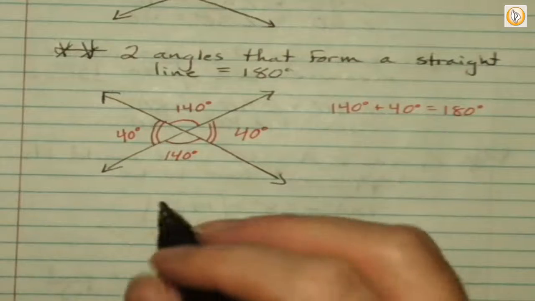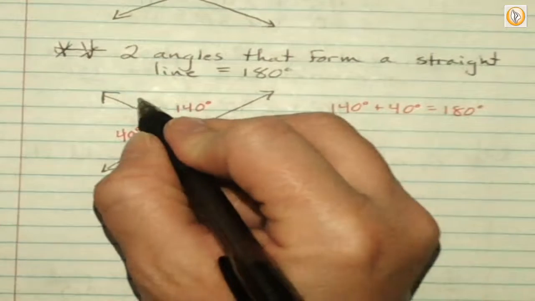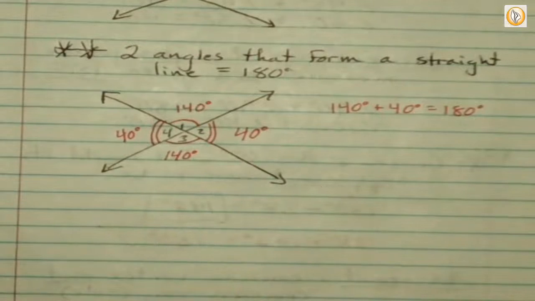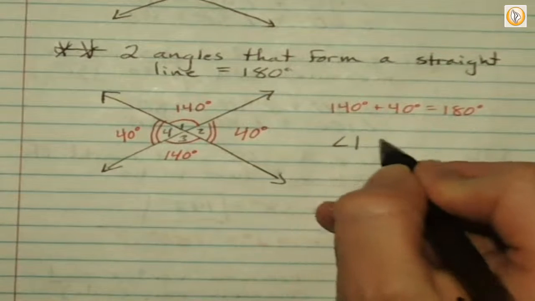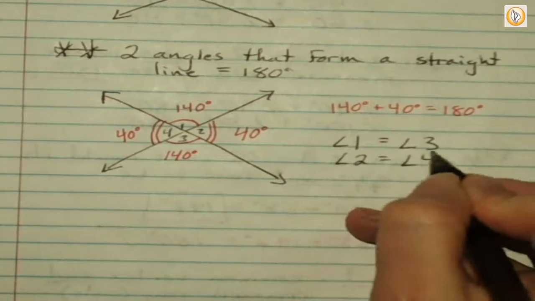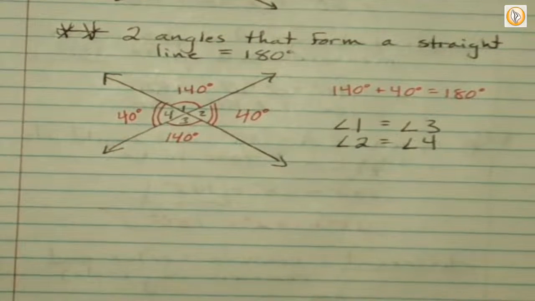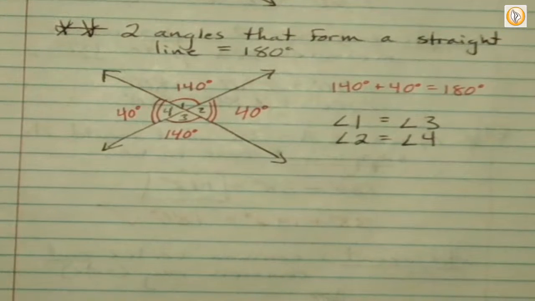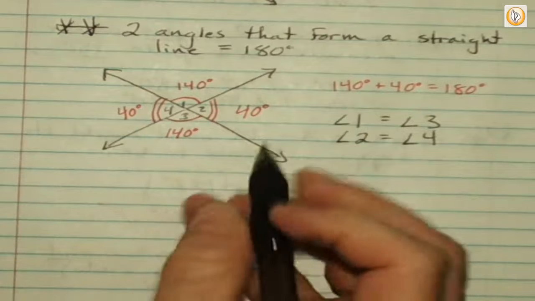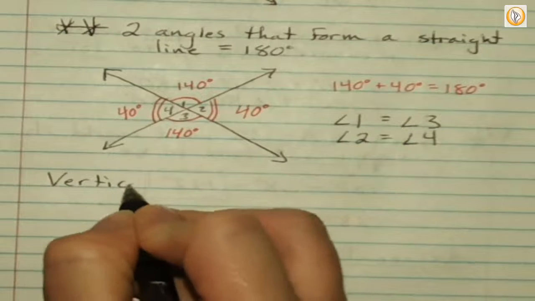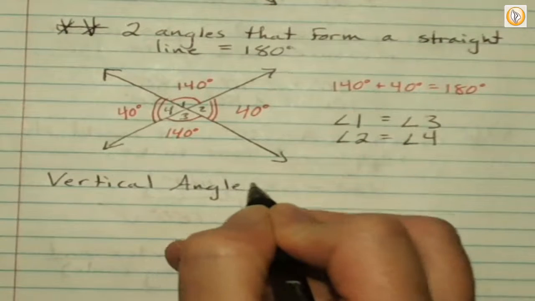Let's say I'm going to call this angle 1, 2, 3, and 4. So we know that angle 1 equals angle 3. We know that angle 2 equals angle 4. With intersecting lines. Any questions? And you know what kind of angles these are? Those are intersecting lines, but you know what kind of angles those are? Acute. Acute and obtuse. Okay, good, but they're also called vertical angles.